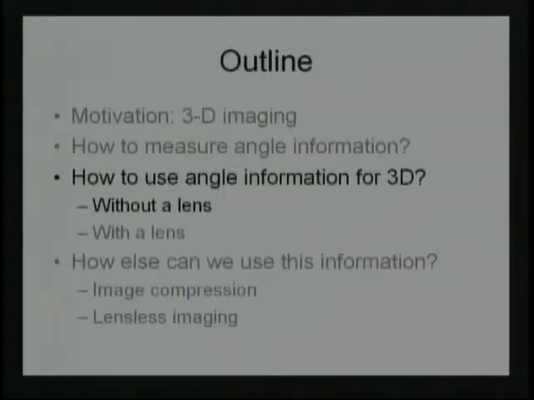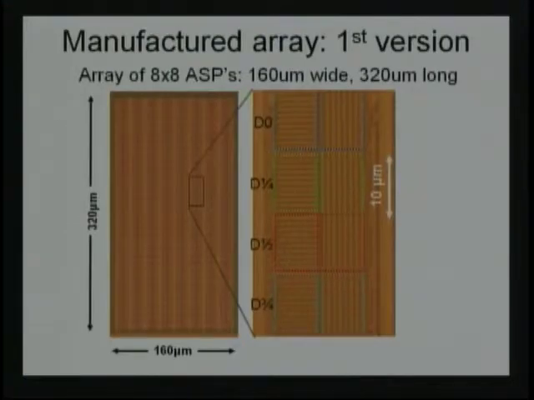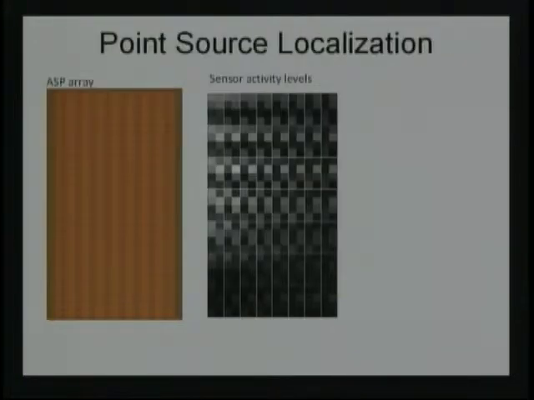Now, what can we do with them? First of all, we'll look at what we can do without a lens. The first thing we did was just build a small array of these. It's an 8x8 array of these structures. And if you suspend a light source above this chip, in this case about half a millimeter above this chip, you get a set of responses that look like this. And what you can see is each of these little squares is a single photodiode with its own grating, and each of these blocks of 8 is one of those tiles that's identical.